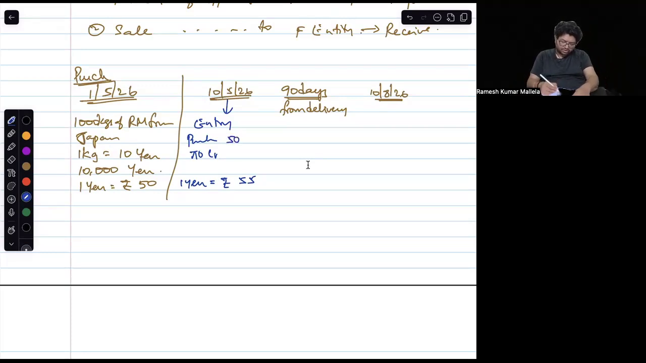50 into 1000 is 50,000. Nice, good, correct actually, because this is the price when you actually placed the order. On 10th May you have recognized it for 50,000. When it comes to August 10, 1 yen has become 60 rupees. What will you now write? Tell me.